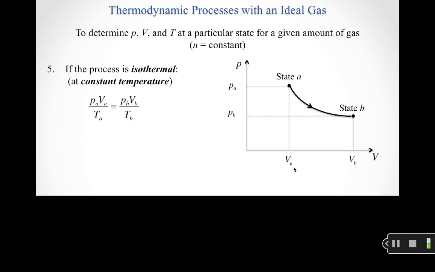The third special process I can talk about is what's known as an isothermal process. Isothermal tells me I'm at constant temperature. And what you'll notice is that on a PV diagram, a constant temperature process is not a straight line. It happens to be this curve.